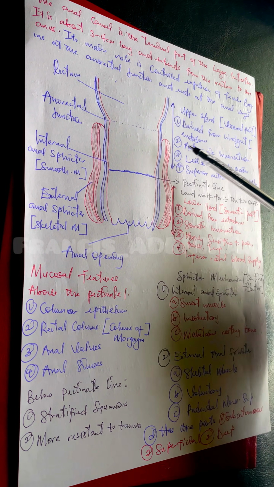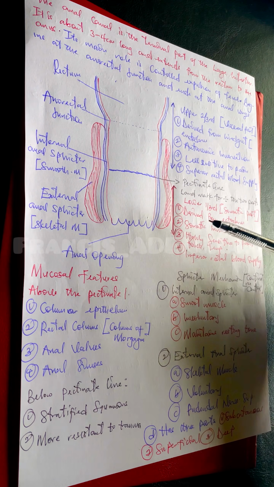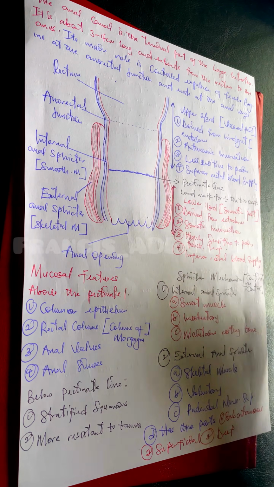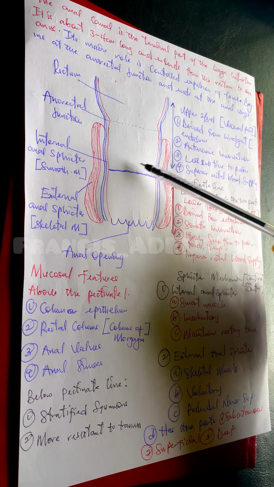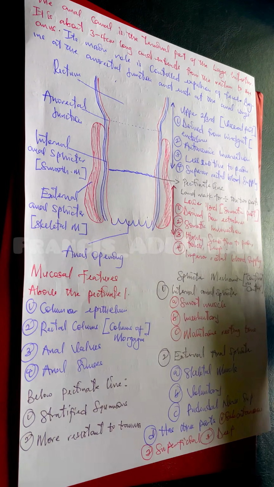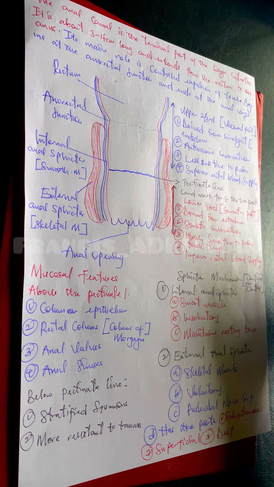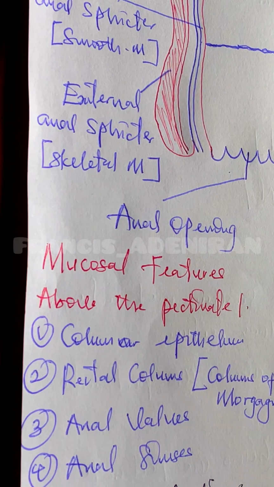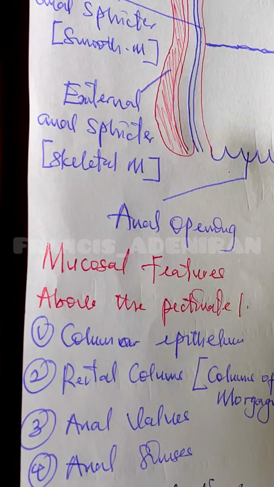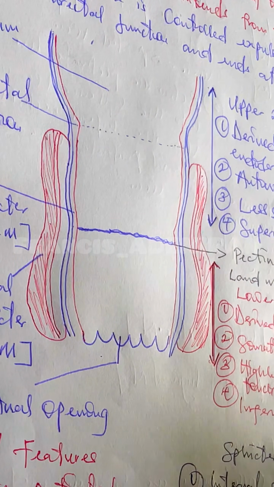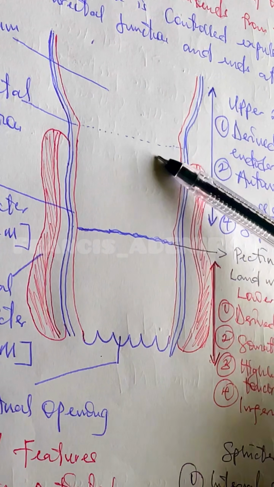The mucosal features of the anal canal. I'll be talking about this based on the landmark, which is the pectinate line. So let's look at the mucosal features above the pectinate line. They are lined by columnar epithelium. They have rectal columns, also known as the columns of Morgagni. They also have anal valves and anal sinuses. So again, columnar epithelium, rectal columns or columns of Morgagni, then anal valves and anal sinuses.